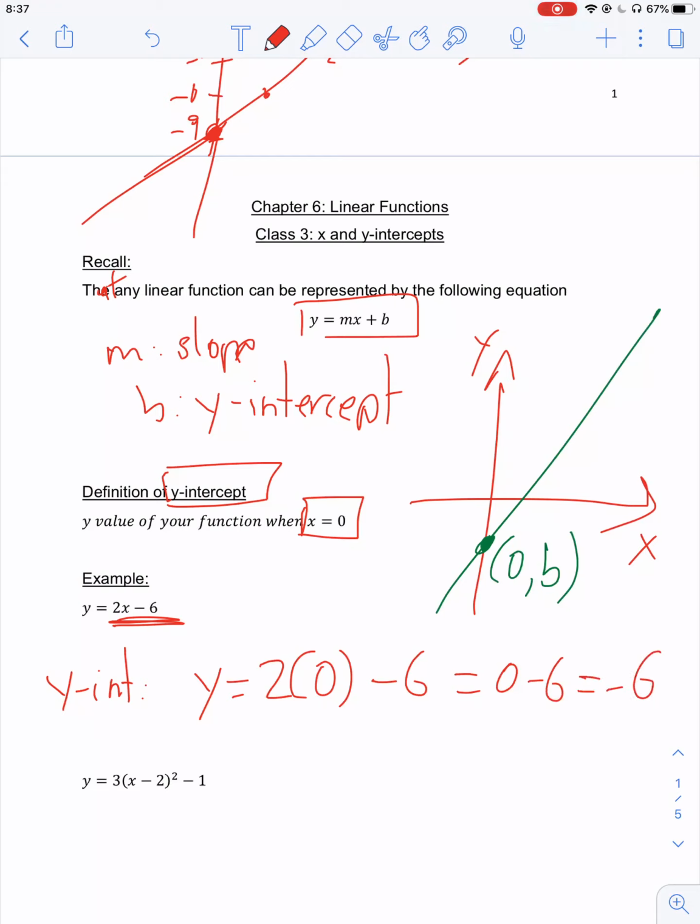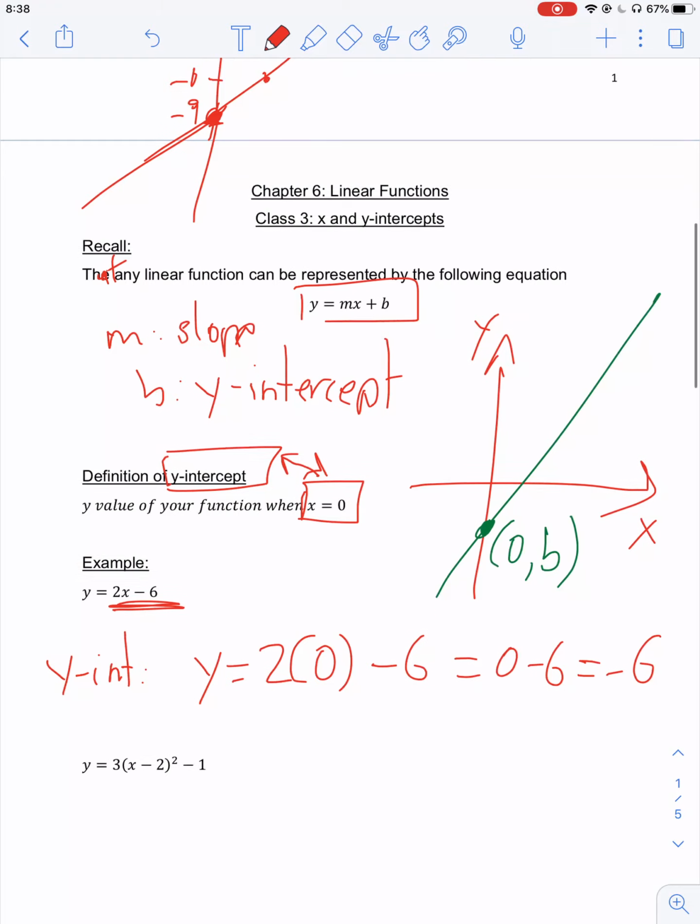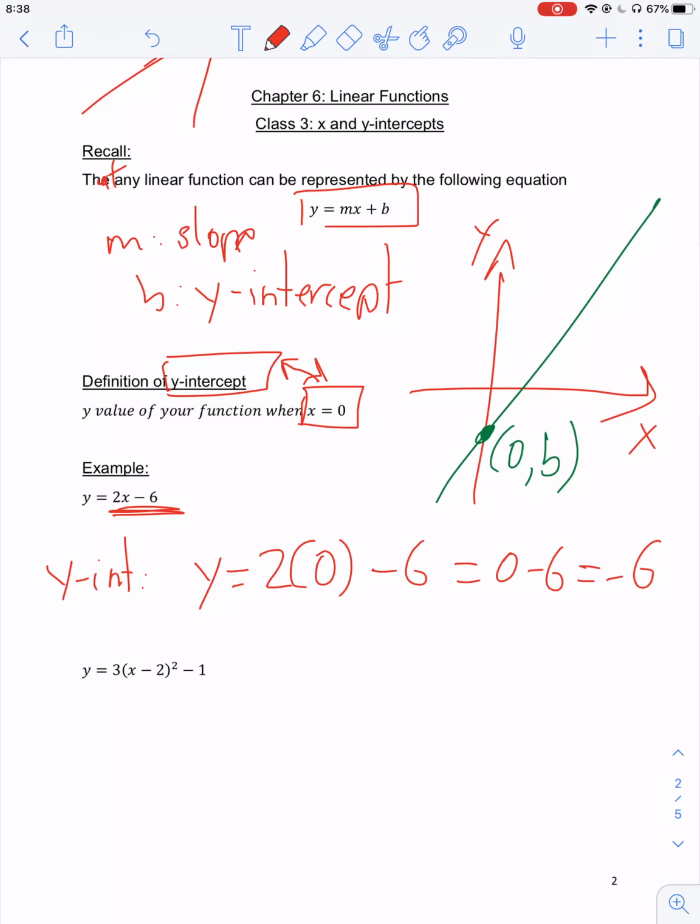Now, this is really important. Y-intercept is the point when x is equal to 0, okay? Now, eventually, you're going to work with different functions that are not linear. So in this case, this is a quadratic function that you will work with in grade 11. But here, if I'm asking you to find the y-intercept of this function, some of you might naively assume that it's just -1, but that's not true.